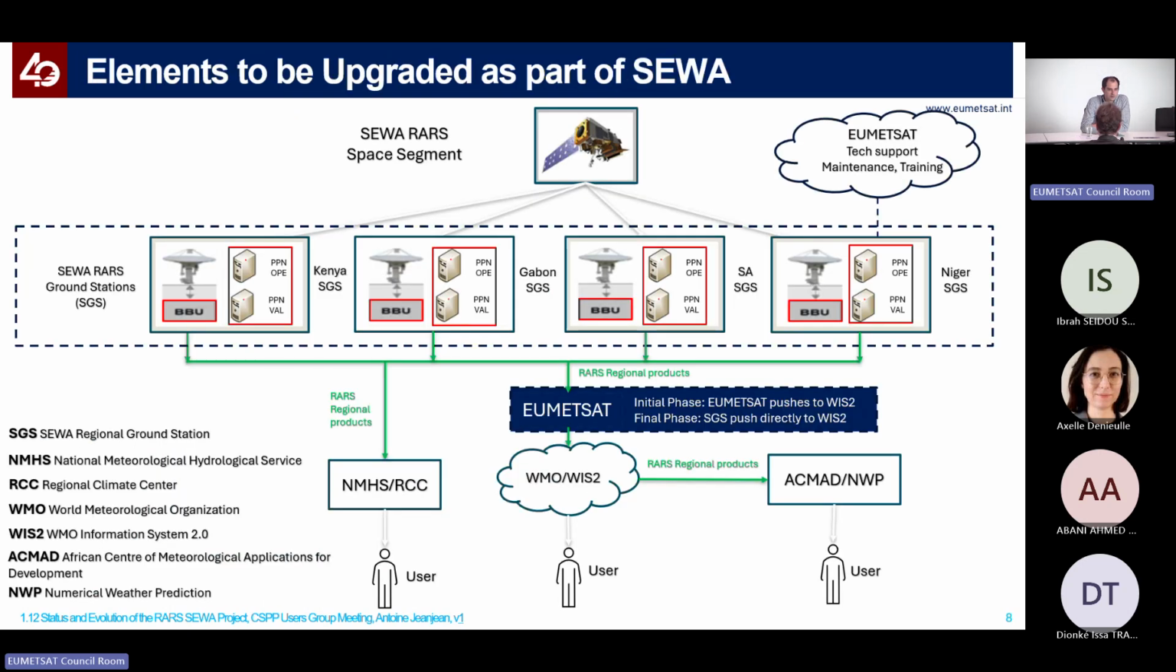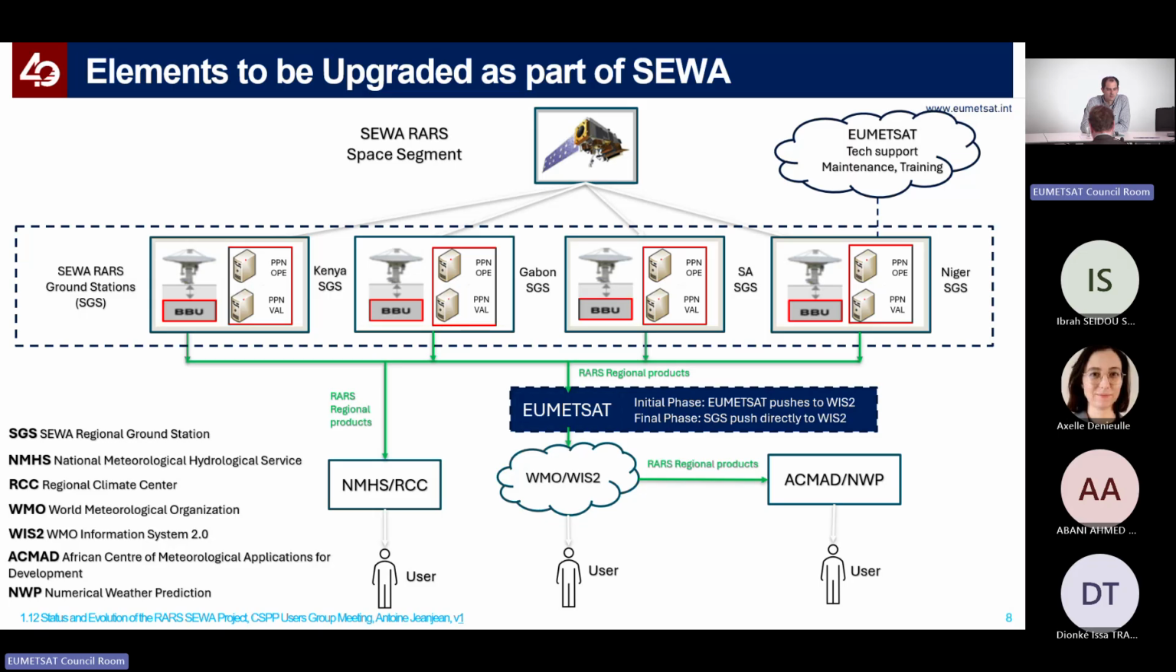So the element to be upgraded as part of SEWA, this is a complete end-to-end slide. In each station there is a baseband unit, so EUMETSAT will support the procurement, and one processing server that will be operational and one validation one. In case of need from each of the sites, if there is a specific need to test and disseminate a new product, it will be possible to first test it on a validation system and then deploy on the operational system. EUMETSAT will provide technical support, maintenance, and facilitate and provide training if needed.